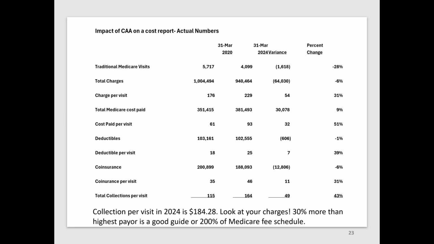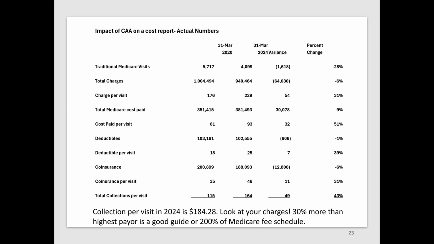Our total charges, you can see they went down in total over that 4-year period of time. However, our charge per visit went from $176 to $229. Look at your charges. If you haven't looked at them in 4 years, we're living in a different world now. The prices, inflation, mortgage rates, rent, grocery store, we all know that. I know a lot of the old school doctors that I deal with, they never raise their charges. You have to look at them.